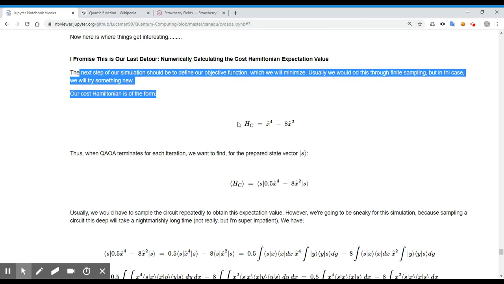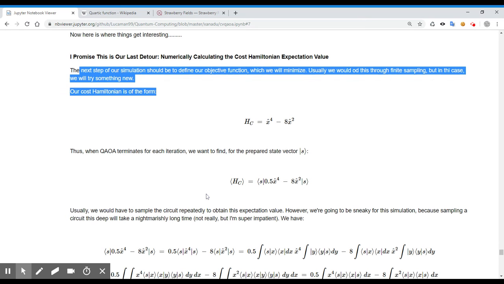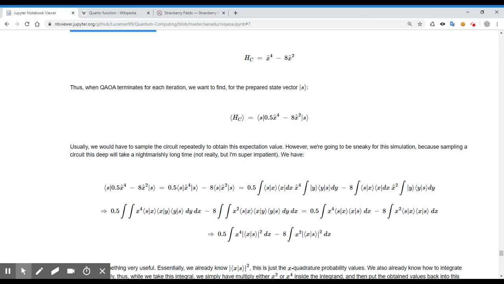Our cost Hamiltonian is of the form this, that, this, those. For each iteration we want to find the expectation value for the prepared state vector. Usually we would have to sample the circuit repeatedly to obtain this expectation value. However, we are going to be sneaky for this simulation because sampling a circuit this deep will take a nightmarishly long time. Not really, but I'm super impatient.